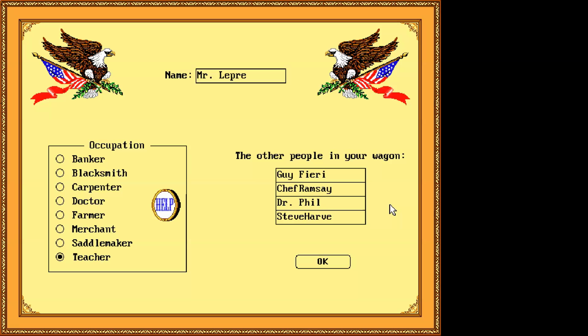Wait, I can't fit Steve Harvey on there. They don't have enough space for that. Let's just get rid of the E. Unnecessary E. Steve Harvey, there we go. So Guy Fieri, Chef Ramsay, Dr. Phil, Steve Harvey, the dream team of the Oregon Trail Companions. Click OK once you have the names of your people.